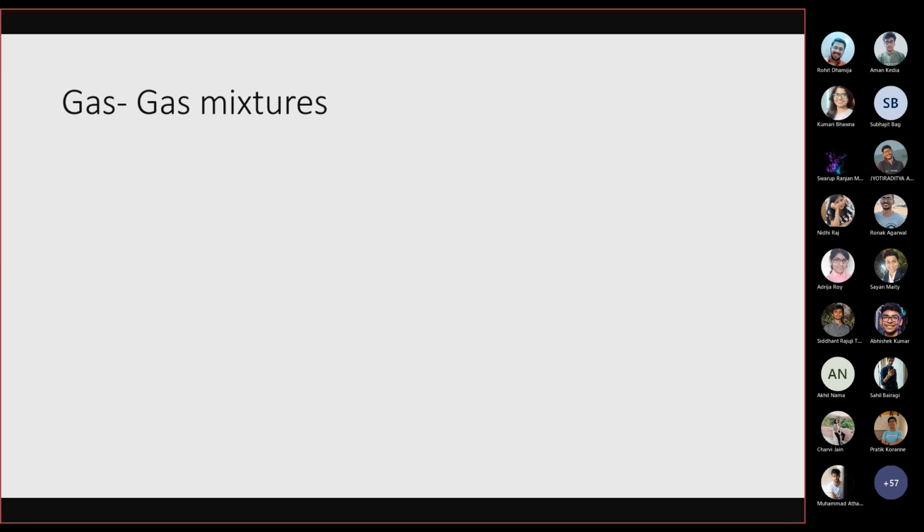So next case, I'm taking gas-gas mixtures. Suppose you have a gas, like we have air. Air contains nitrogen and oxygen, and it also contains CO2 and other pollutants. So this is a gas-gas mixture. If we wanted to separate one gas component, or separate them into individual components, what are the unit operations we use?